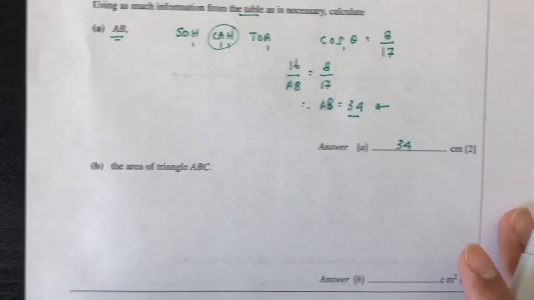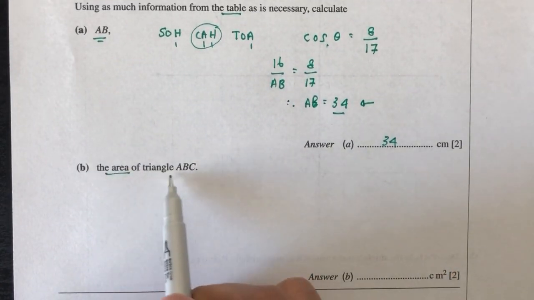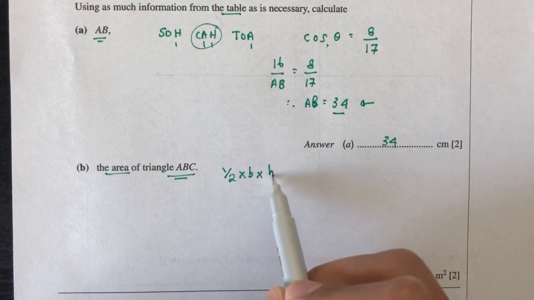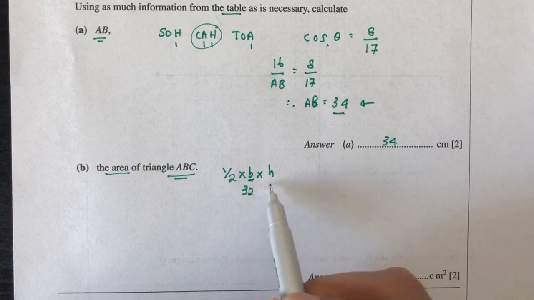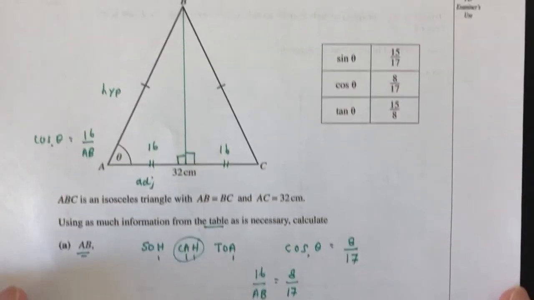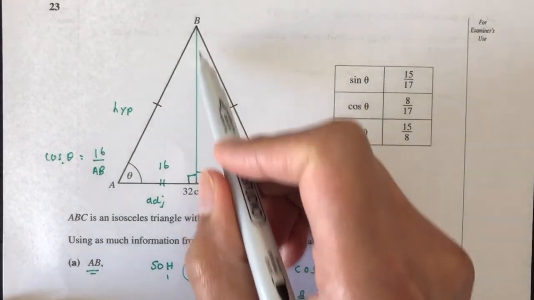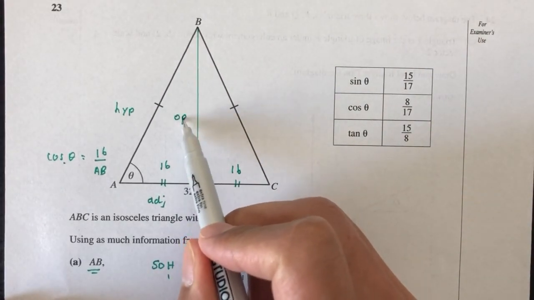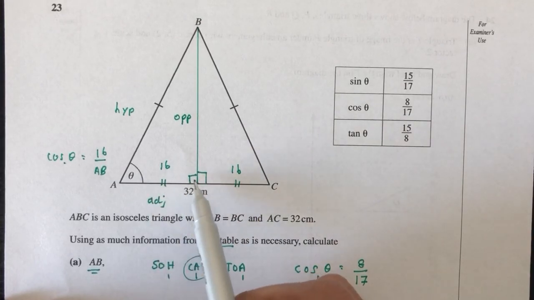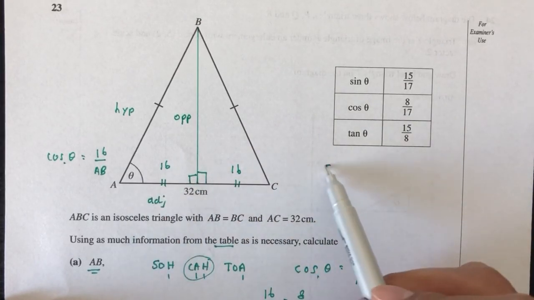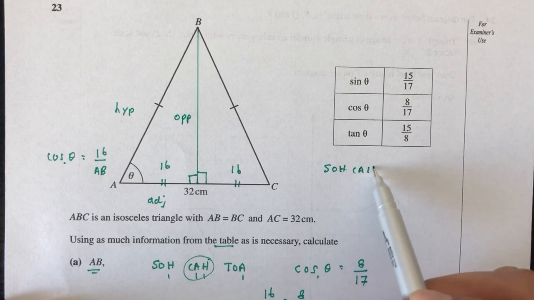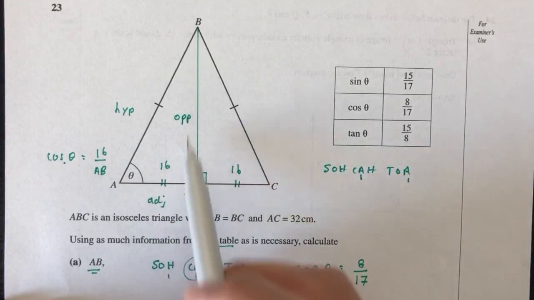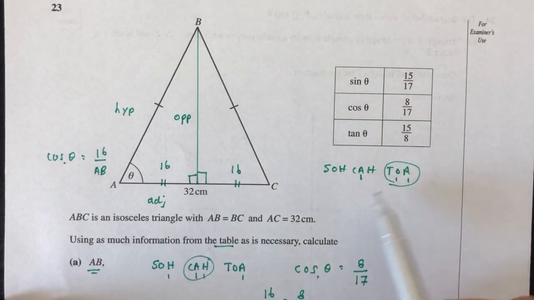So now moving on to part B, find the area of the triangle ABC. As we know, area is half times base times height. So we know the base is 32. We need to find the height. The height is this length here. So if you want to find the height, this is the opposite side. So we have to use SOH CAH TOA again. So we know the adjacent side and we need to find the opposite side. Okay, we have to use tan.